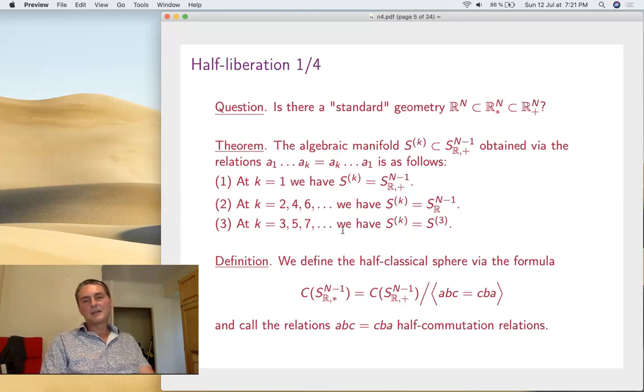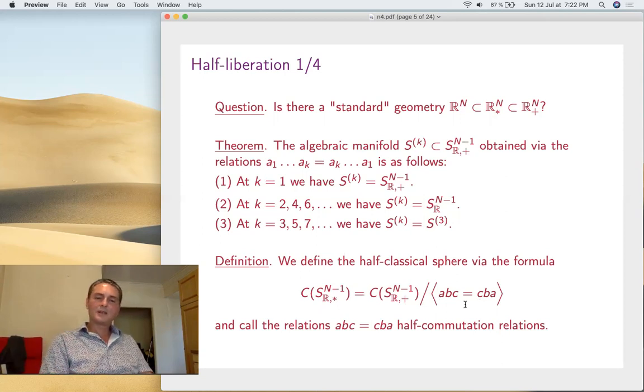And when k is odd, they are also all equal. So let's say they're equal to S3, the first one. So this is interesting because we have classical, free, plus a new thing. So that's the new thing probably we're interested in. So S3 is the sphere generated by A1, A2, A3 is A3, A2, A1. So ABC equals CBA if you want, formulated in a nicer way.